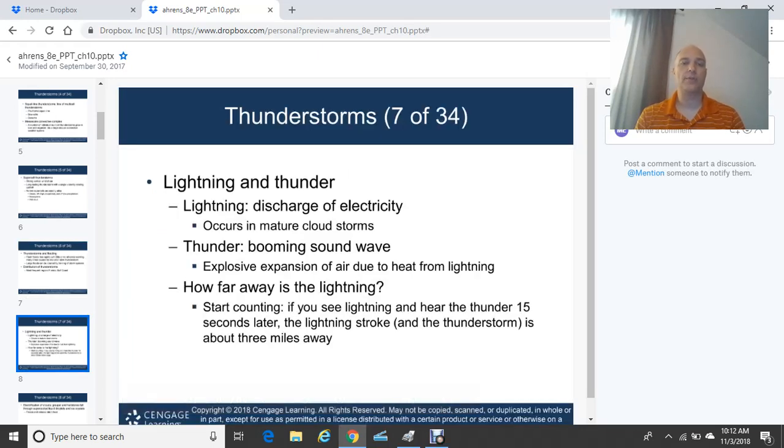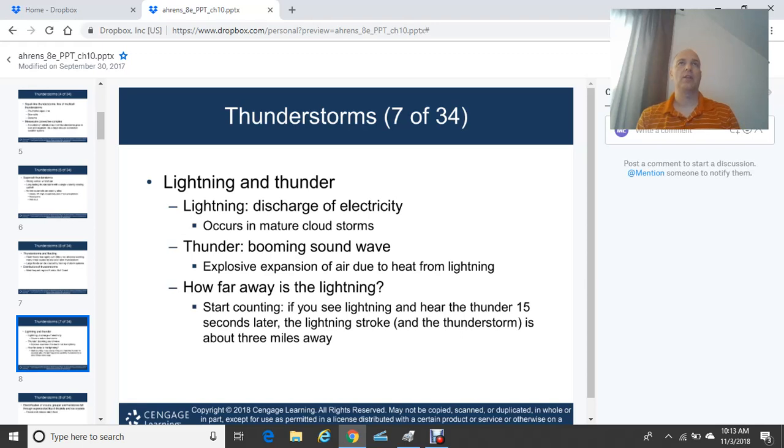Now with thunderstorms, there's typical elements that we normally would expect to see, lightning and thunder being two of those. Now lightning is simply a discharge of electricity, and it occurs in mature cloud storms. Lightning is really created by the electrical difference between the negatively charged particles in the bottom part of the cloud and the positively charged particles in the upper part of the cloud. So ice crystals, where it's really cold in the upper part of the cloud, are typically positively charged. The bottom part of the thunderstorm cloud is a negative charge associated with the raindrops, with the liquid drops.